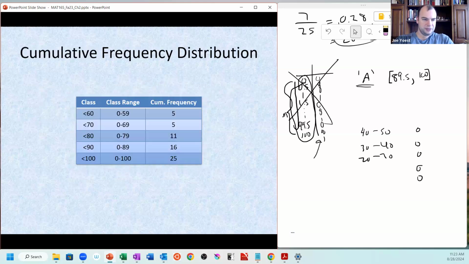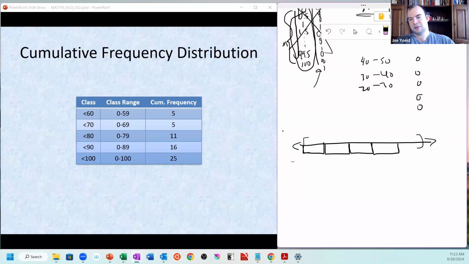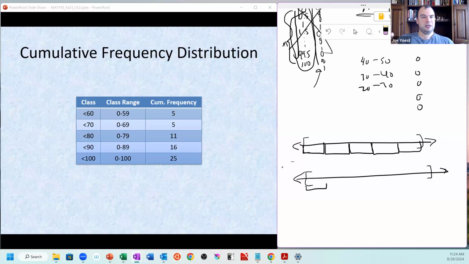So a cumulative frequency distribution, instead of taking the part of the real line that we're interested in and breaking it up into bins like this, we take the real line. We have some interval of interest. We make a bin. And then the next line down expands that bin to a larger bin. This second bin captures all of the data points that were in the previous bin, plus potentially some more.